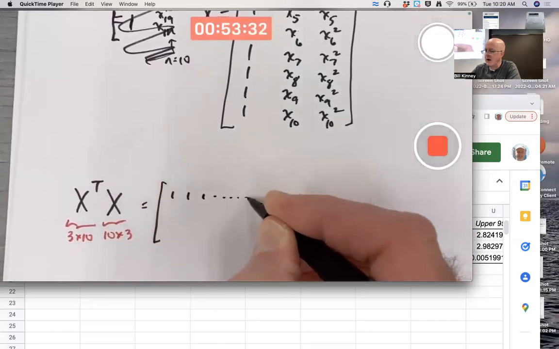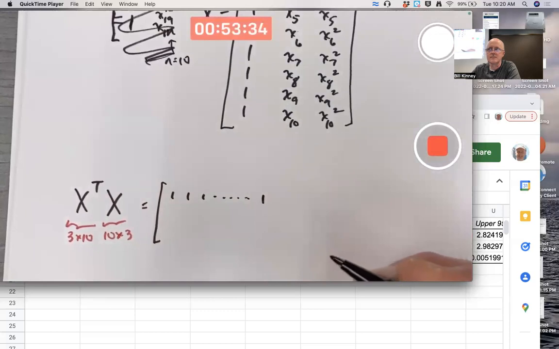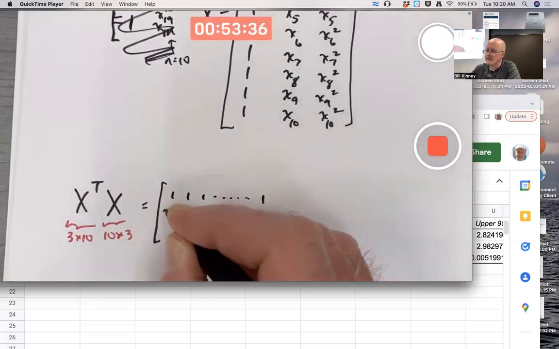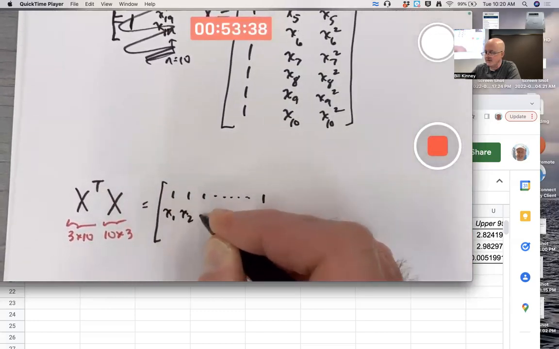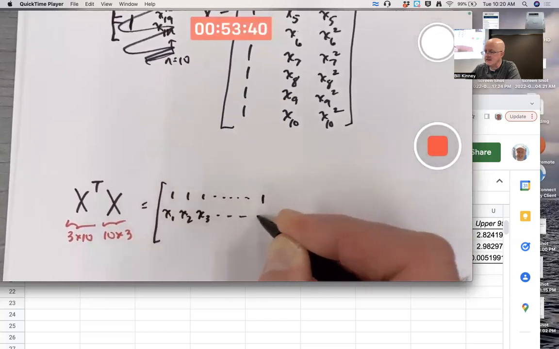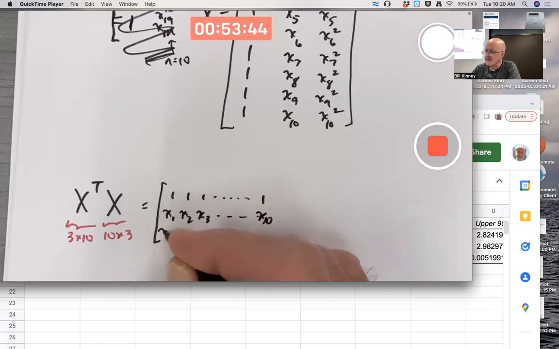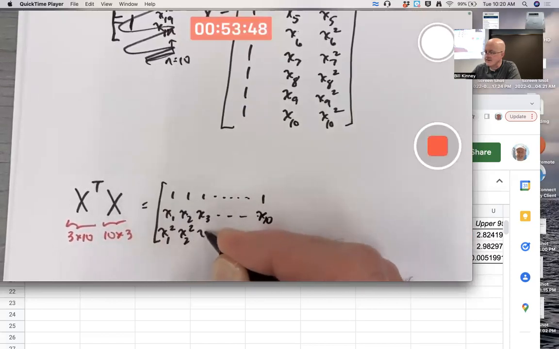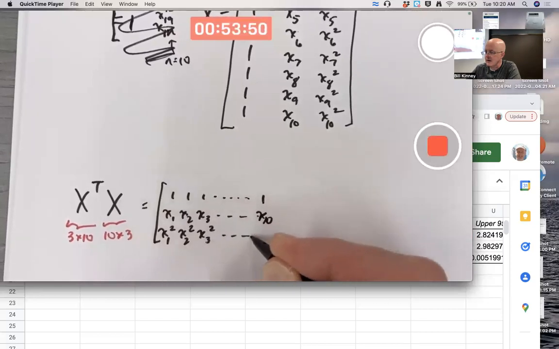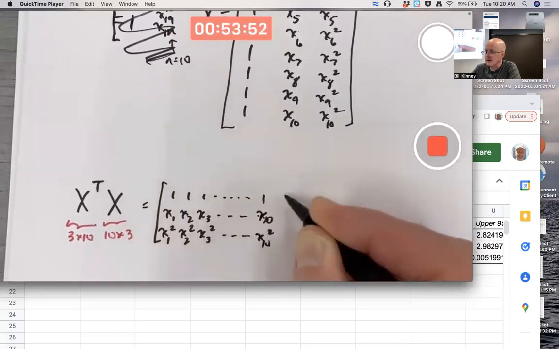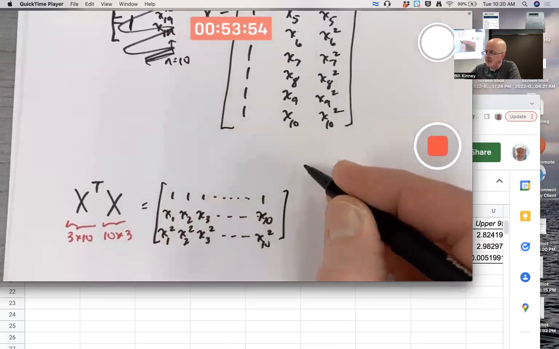Now the first row has 10 ones. The second row has 10 X's. And the third row has 10 squared X values. That's getting multiplied by X.